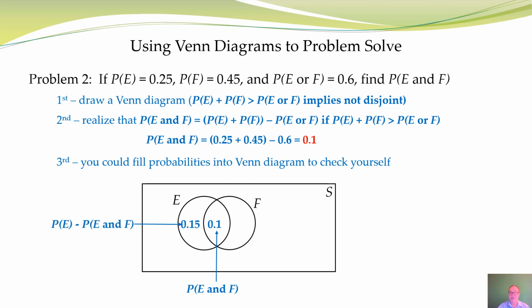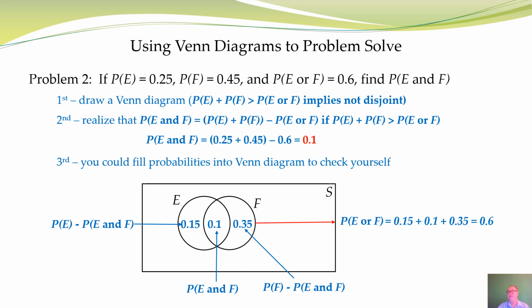The probability of E minus the probability of E and F is 0.15, and those two areas add up to the probability of E. If you add those two together, you get 0.25. On the other side, you would get 0.35, and if you add 0.1 and 0.35, you get 0.45 for the probability of F. Now, the probability of E or F is equal to 0.15 plus 0.1 plus 0.35, which is 0.6, what was supposed to be in the original problem.